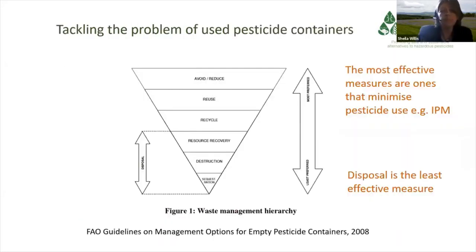So what can be done about this problem that affects farmers, but also whole communities and the environment we all live in? Looking at FAO guidelines on management options for empty pesticide containers, and standard practice in terms of the waste management hierarchy, the most effective measures are the preventative ones. So we would always urge looking at pesticide use and ways to minimize it that can protect farmer livelihoods, but also environment and health. Disposal is actually the least effective option. Dealing with the problem after it has occurred is always less effective than preventing it.